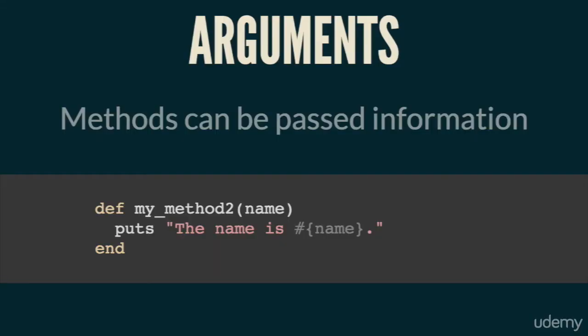A method can also take an argument. So for example, if I want to pass a piece of information to a method, in this case, I could pass a name to my method. Let's call this one my_method2, and in brackets, I'm going to specify name. So this is the name of the argument that I'm passing to my method. Then inside my method, I'm going to say puts, the name is, and then using the interpolation from the previous lessons, I'm going to include that name argument inside my string.